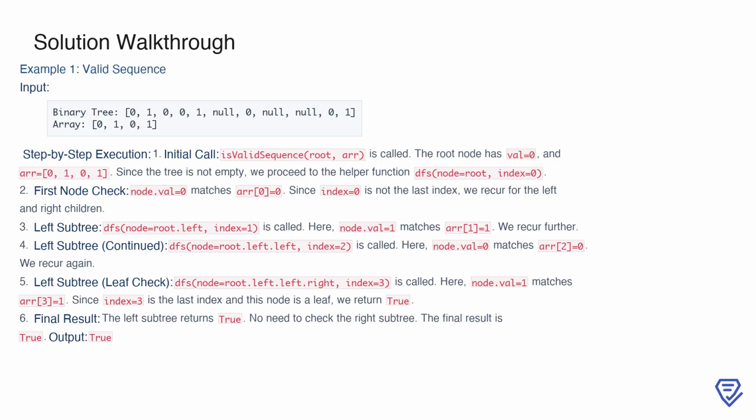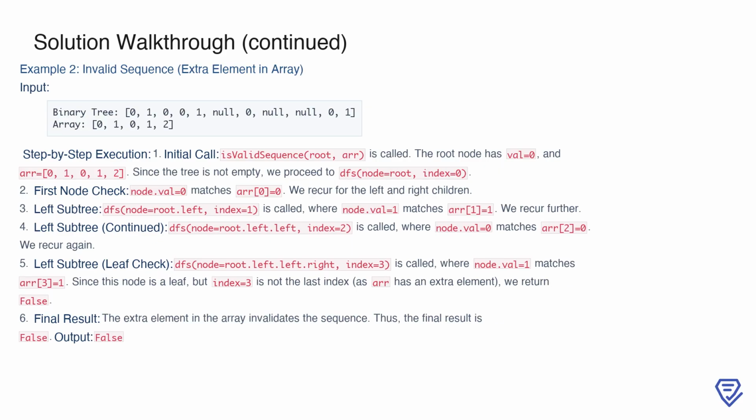The left subtree validates the sequence, so we don't check the right subtree, and the final result for this example is true. In this example, the array has an extra element, making it longer than any valid path in the tree. The process begins the same way as before, with the root node being checked against the first value in the array. The values match, so we proceed to the left subtree.